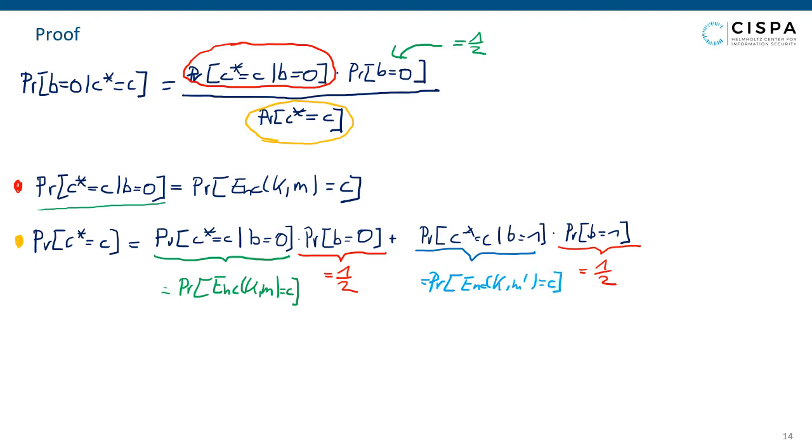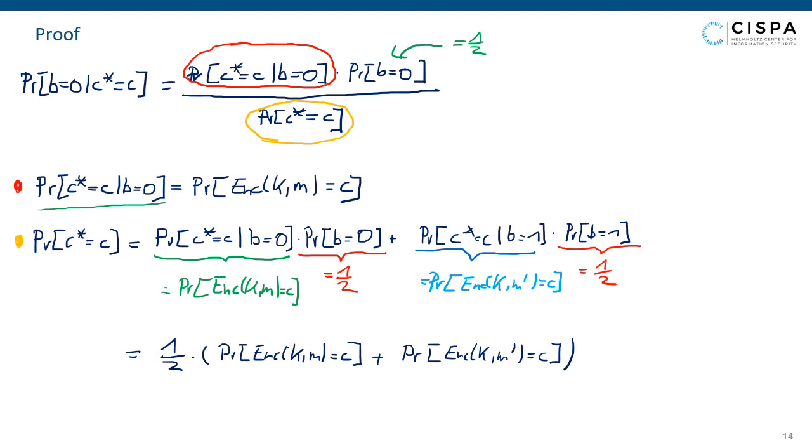Okay, so putting everything together, this is just 1/2 times the probability Enc(K, M) equals C, plus the probability Enc(K, M prime) equals C. Okay, and now all we have to do is put things back together. Let's do that on the next slide.